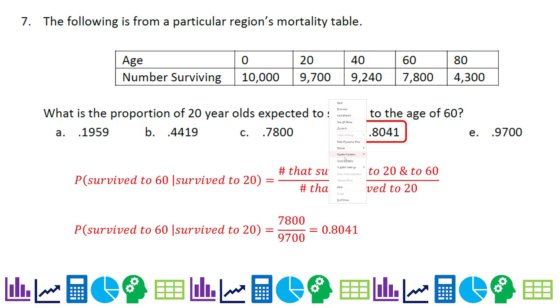Let me go ahead and get my laser pointer. Here we go. So these people survive to 60. And you don't get to 60 if you don't make it to 20. So you have to make it to 20 and 60. And then we're only counting the people that did make it to 20. So that's the 9,700. So you just divide those two numbers, and that gives you 0.8041, or roughly 80.41%.